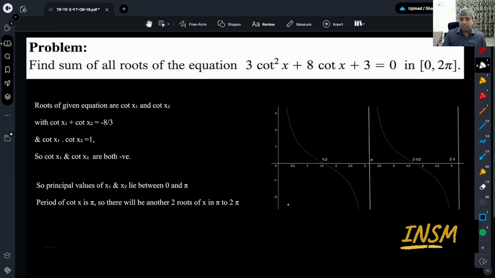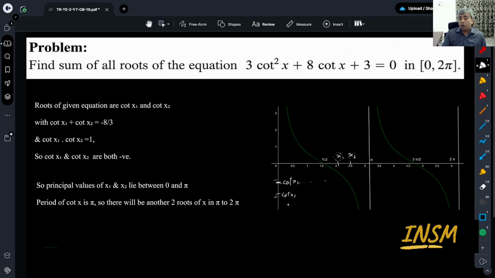So it would be something like this. Since cot x is negative, it would be somewhere here. Say cot x1 something like this, then maybe cot x2 something like this. Both are negative. Now, corresponding to this cot x1, you will have a value here, which will be x1, and corresponding to cot x2, you will have another value, x2.